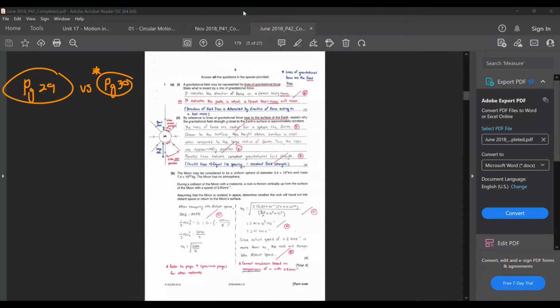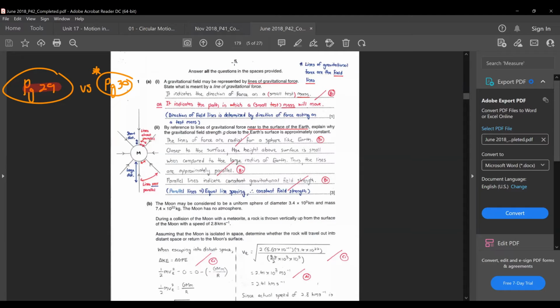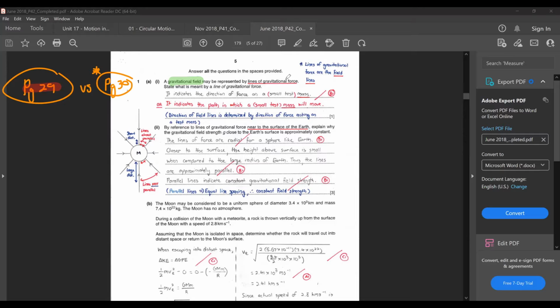Okay, now let's look at page 29. Part A is the one that I really want to go through. For part A1 here, it was mentioned to you that a gravitational field can be represented by lines of gravitational field. When you hear mention of things like lines of gravitational force, like the ones you're seeing in the question here, it is actually referring to your field lines.